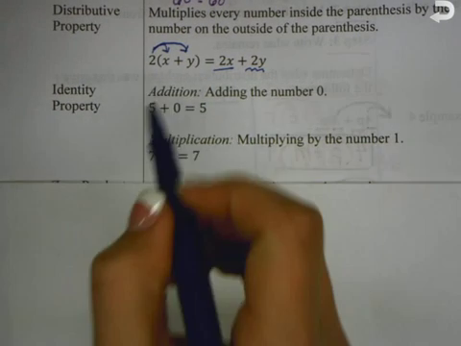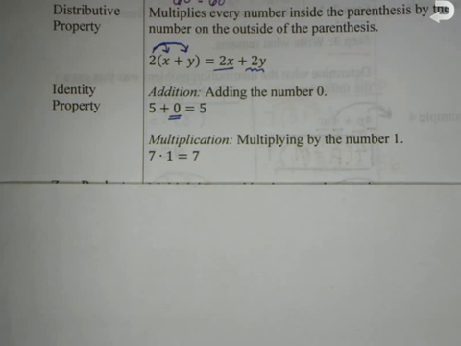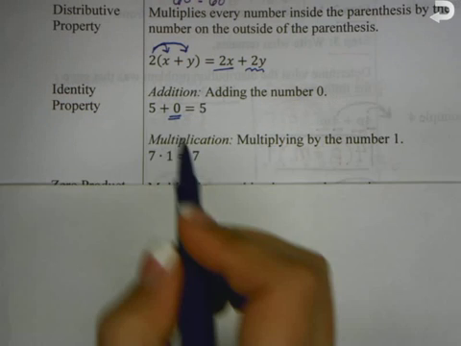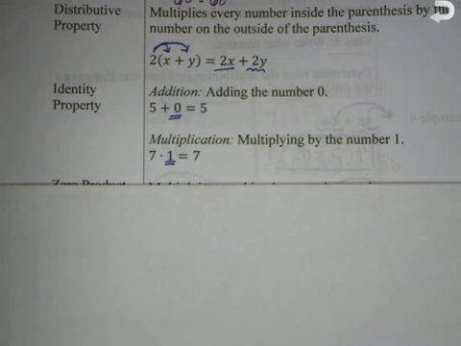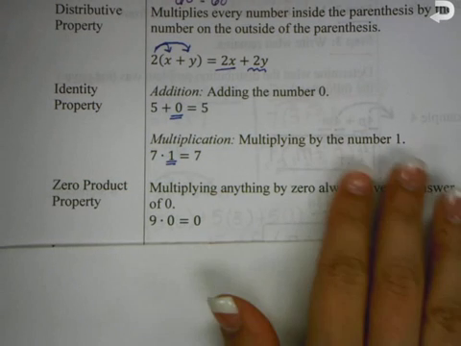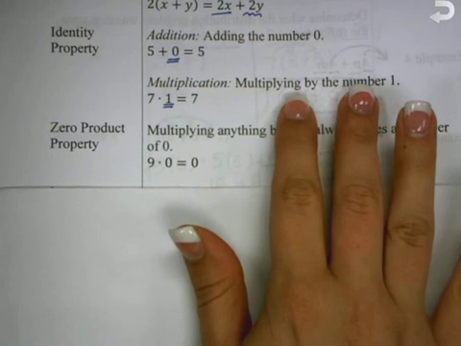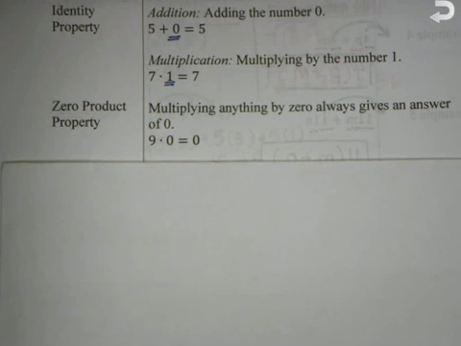Okay, what number can we multiply that won't change our answer? 1. So 1 is the multiplicative identity. Okay, then we have what's called the zero product property, which is really easy. We've been doing it since we learned multiplication. 0 times anything always gives an answer of 0. That's the zero product property.